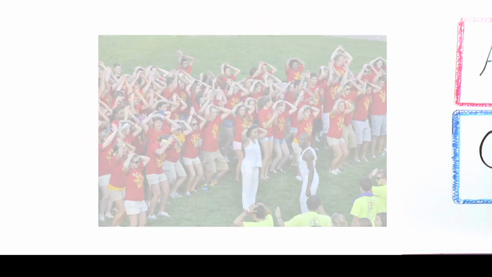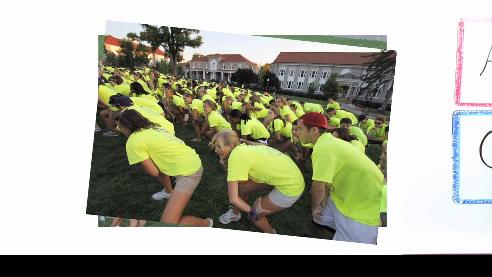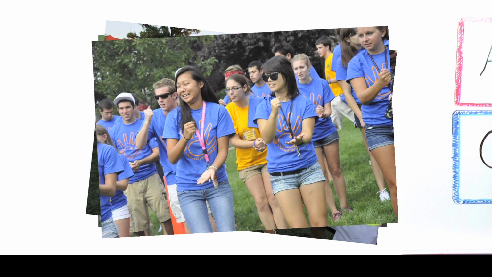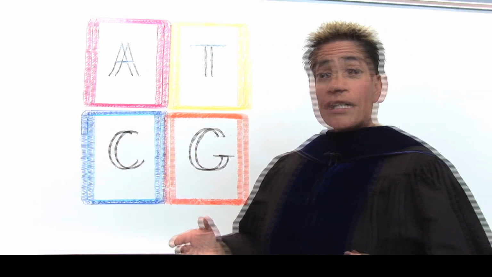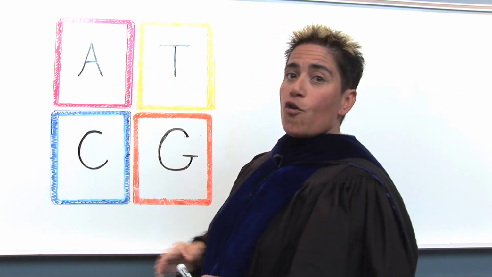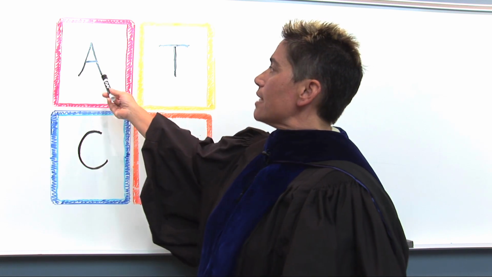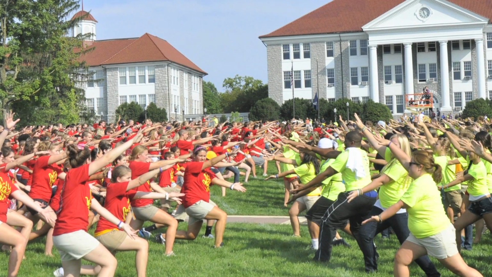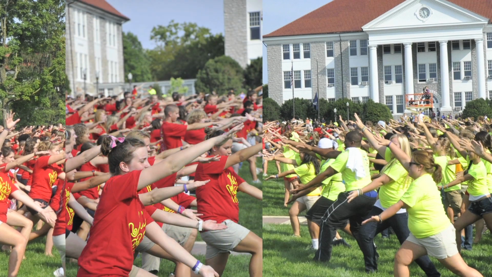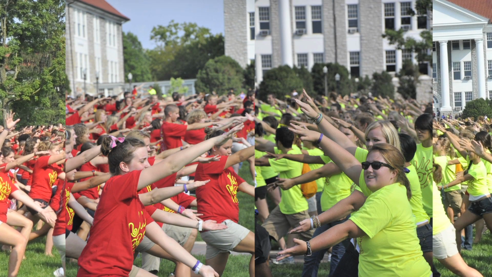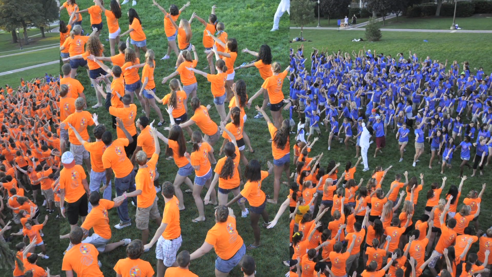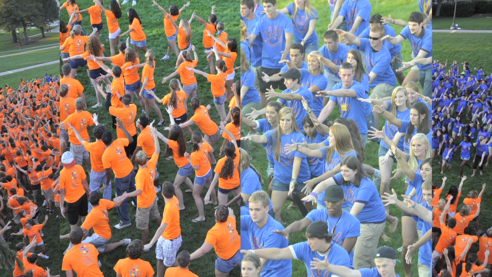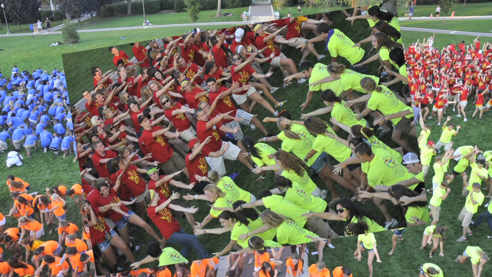Initially, you will see the A dance, followed by the T dance, then the C dance, and then finally the G dance. After each base pair group has performed their nucleotide dance, the base pairs will perform simultaneously. So you will then see the A dance at the same time as the T dance, where you will be able to see the complementary nature of these two molecular interactions. Subsequently, we will see the C dance performed simultaneously with the G dance, again, highlighting the complementary nature of these two molecular players. Finally, the freshman class will perform all four dances simultaneously.